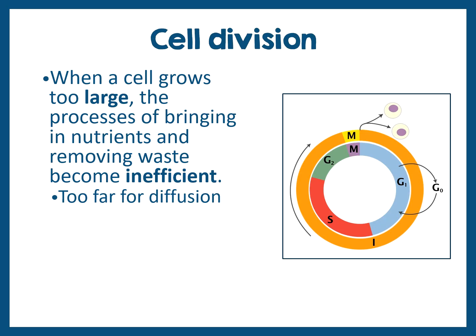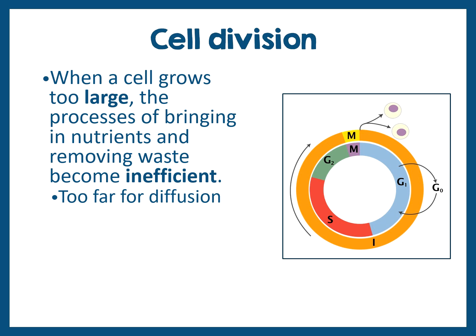As the cell gets larger, it becomes really inefficient at getting nutrients to the inner portion of the cell and getting waste removed from the inner portion of the cell and out. Because when nutrients and waste are being moved in and out of the cell, it relies on a process called diffusion. And diffusion is a passive process that takes time. So the larger a cell gets, it just gets too large for diffusion.